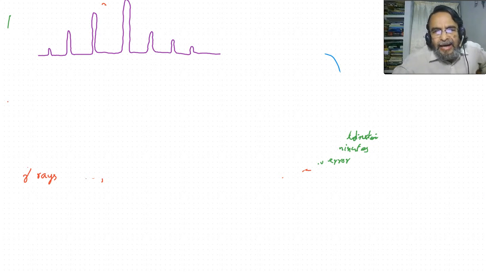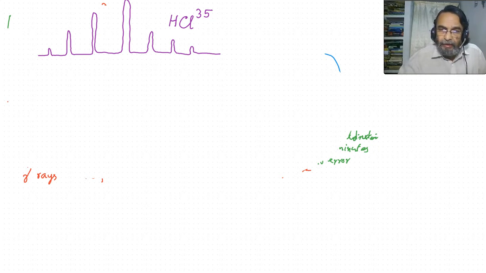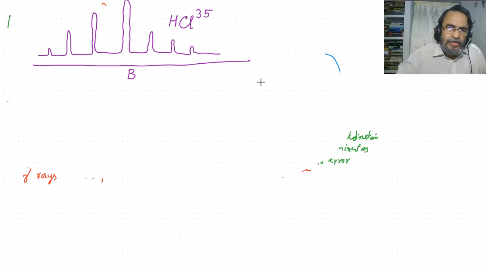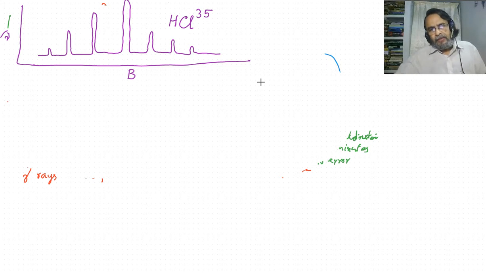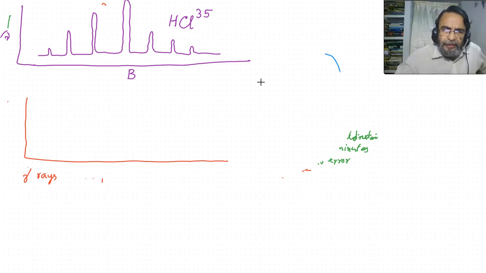This is pure hydrogen chloride, HCl35. If you are taking pure hydrogen chloride, this will be the spectrum. What is this? The x-axis will be the rotation constant B versus the frequency, inverse centimeter. Okay, this will be the nature of the spectrum. See, if the hydrogen chloride is mixed with HCl35 along with HCl37, the spectrum will have some difference. Please note what difference you are seeing.